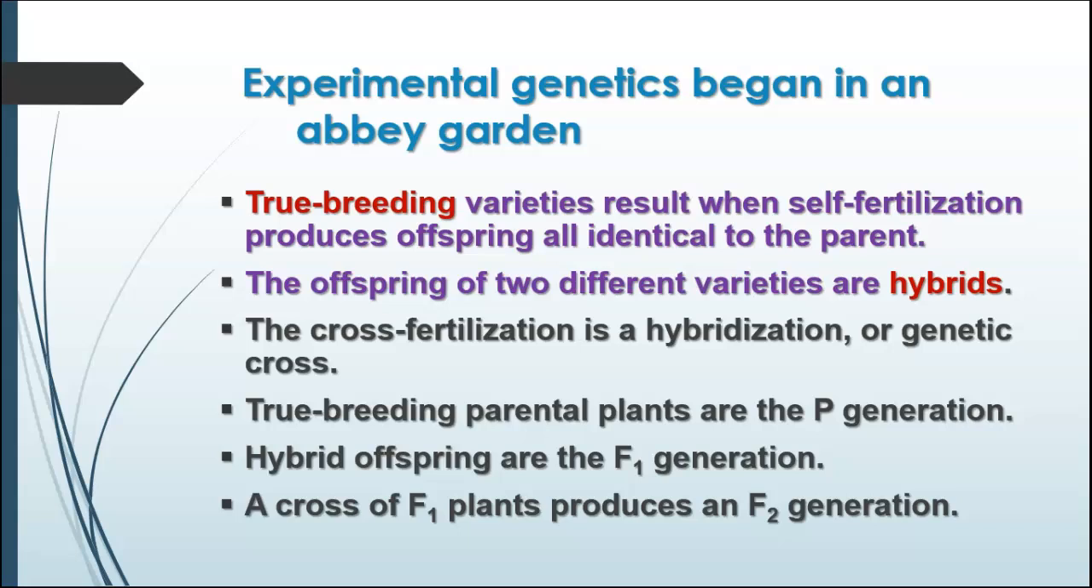We're going to call the true breeding parental plants the P generation, P for parent, and the hybrid offspring are the first generation, the F1 generation. If you cross two F1 plants with each other, you're going to get an F2 generation. Those are terms that we'll talk about over and over again as we progress through this unit, so make sure you keep track of what's P and what's F1 and what's F2.